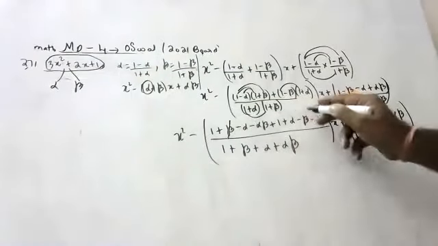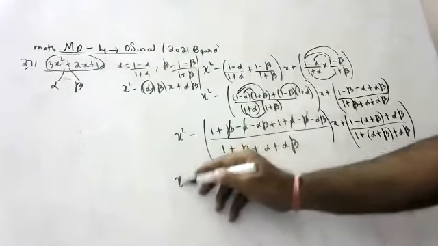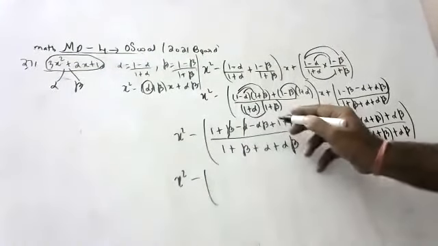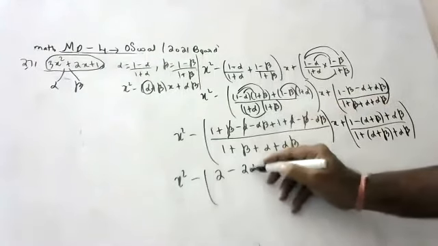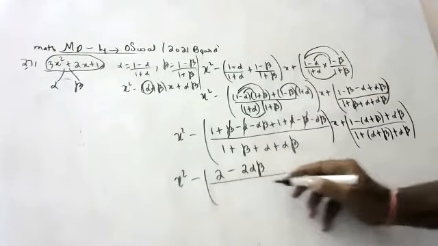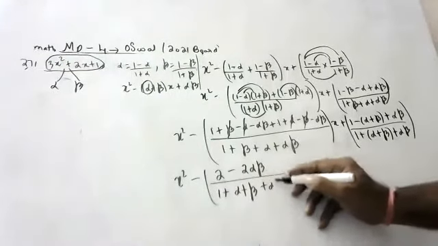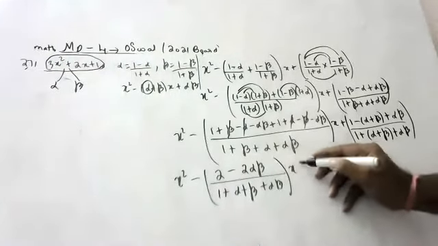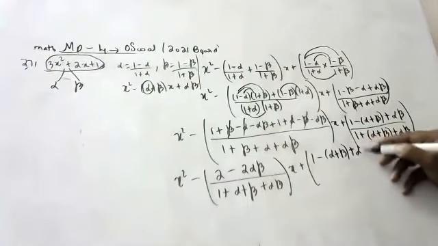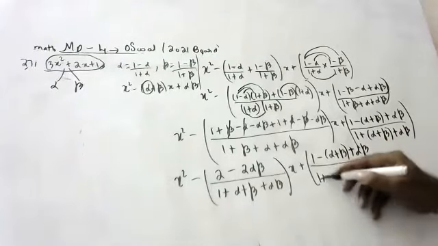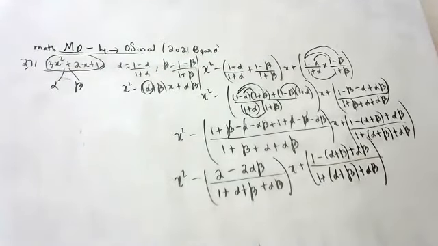Now, beta, beta gone, children. Alpha, alpha gone, children. So x square minus 1 plus 1 is how much, children? 2 minus alpha beta, 2 alpha beta by 1 plus alpha plus beta plus alpha beta. x plus 1 minus alpha plus beta plus alpha beta by 1 plus alpha plus beta plus alpha beta. Till here, okay, children?